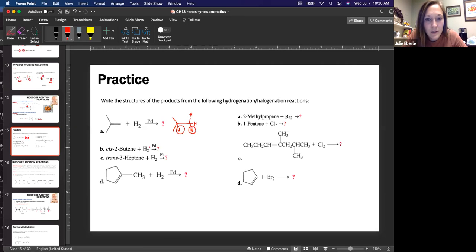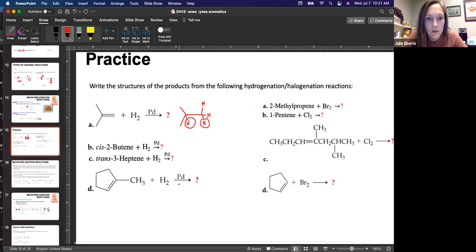All right, cis-2-butene, and we're going to add hydrogen. So what is cis-2-butene? I'm going to zoom in a whole lot so I can draw this.